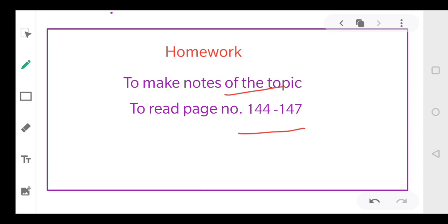Make notes of this topic, and there are certain words which are highlighted in NCERT with black color. So don't forget to understand them, don't forget to write their definitions, and if there is any doubt you feel, you can send your queries personally to me on my number.